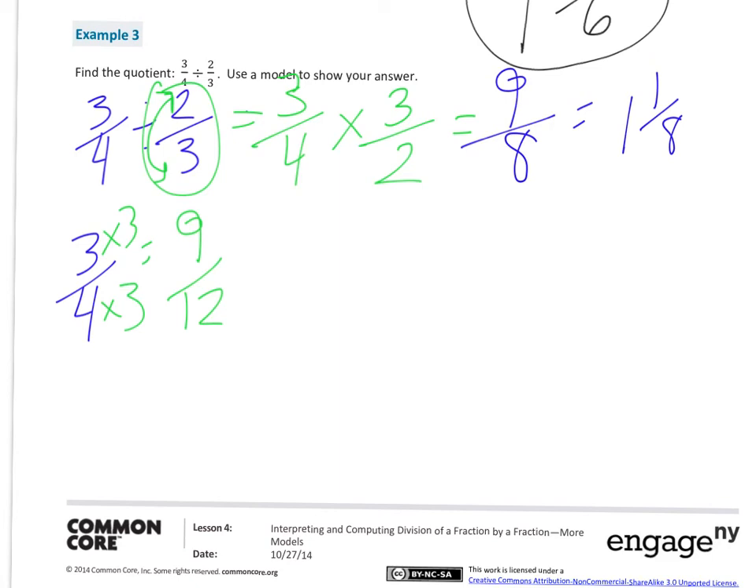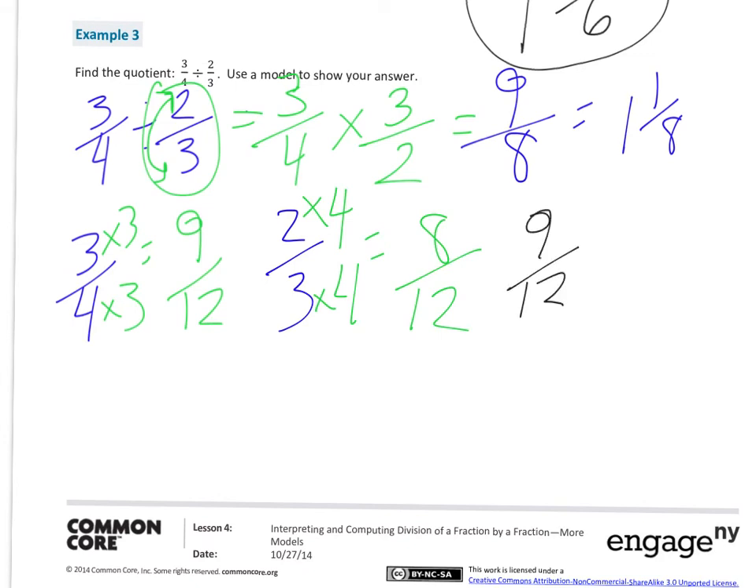But I need to turn 2/3 into twelfths as well. What do I have to do to this 3, to these thirds, to turn them into twelfths? Multiply by 4. So now I have 8/12. So really, my problem has become 9/12 divided by 8/12.